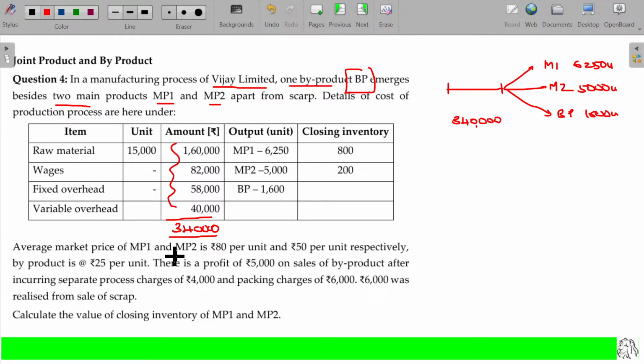Average market price of MP1 and MP2, this may be saleable at rupees 80, this at rupees 50. Byproduct being at the rate of rupees 25. There is a profit of 5,000 on sale of byproduct after incurring separate process charge of rupees 5,000, packing charges 6,000. Okay, apart from that 6,000 was realized from scrap. We get scrap also.